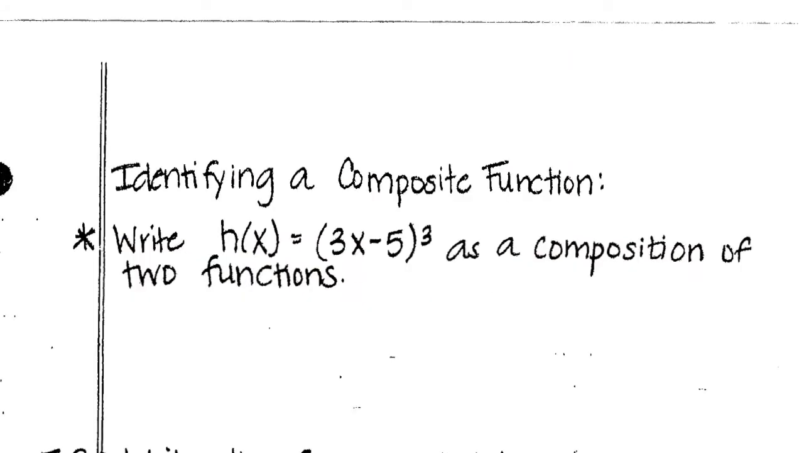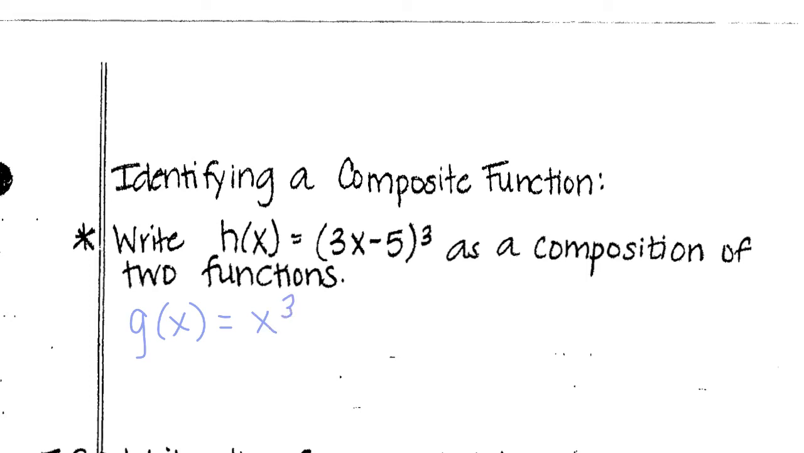All right, the next section, please, please, please do not make this more difficult than it is. It's kind of a confusing question at first, but it says write h of x equals 3x minus 5 cubed as a composition of two functions. So let me kind of start you out with a little hint. What if I say, well, I won't use h, so let's go ahead and use g first. What if I say g of x is equal to x cubed?